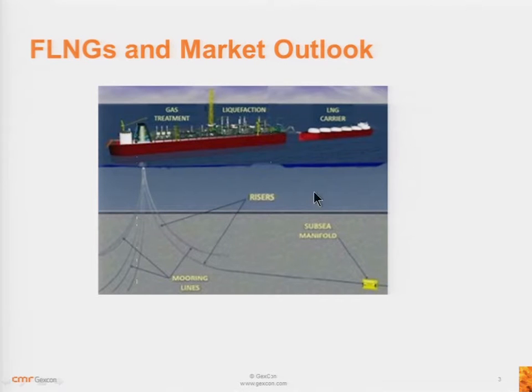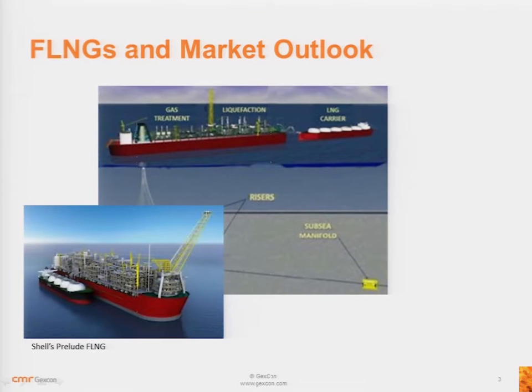My images here are not quite as fancy as what you've just seen, but this is generally the arrangement of an FLNG. The whole advantage of this is to use stranded gas offshore. You pull the gas into the FLNG, then you have a gas treatment area, and as the gas flows from bow to stern, you go into cooling and liquefaction. In this case we have a tandem offloading, or you can also have a side-by-side offloading.